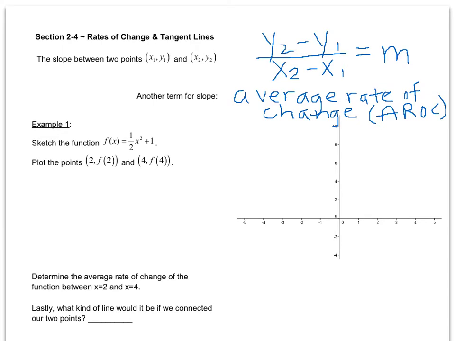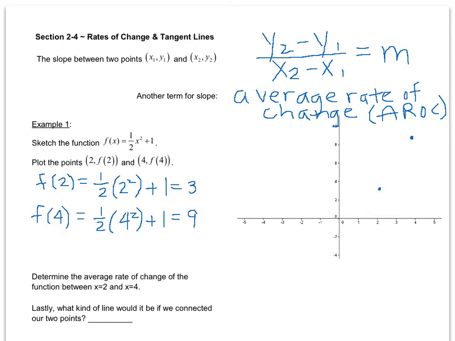So for example 1, we were talking about a function, f of x equals 1/2 x squared plus 1. The first thing I want you to do without a calculator is to plot the coordinate points 2 comma f of 2 and 4 comma f of 4. So I'm going to have you pause and do that right now, please.